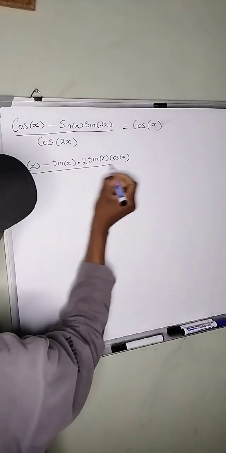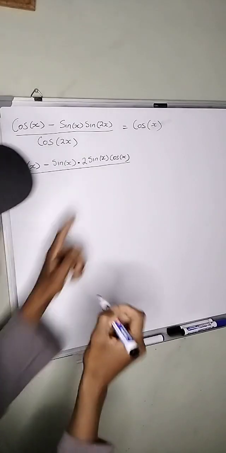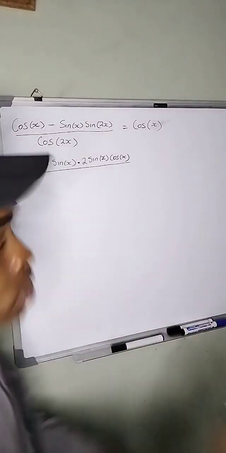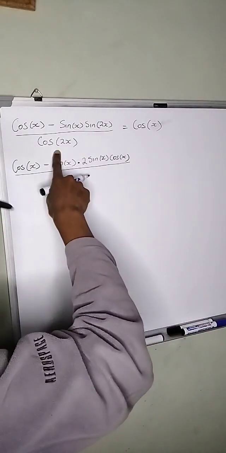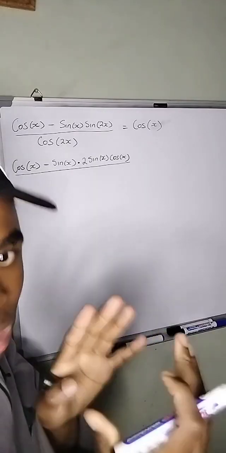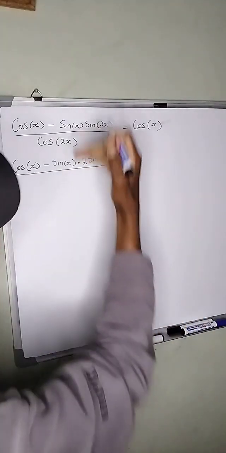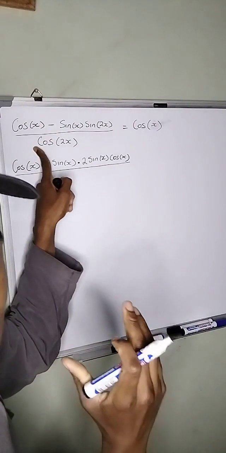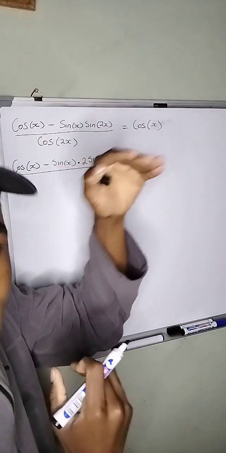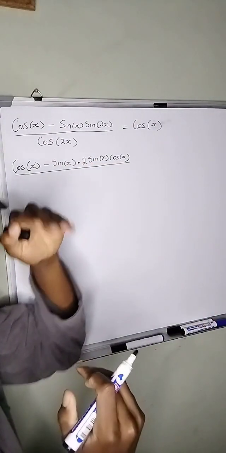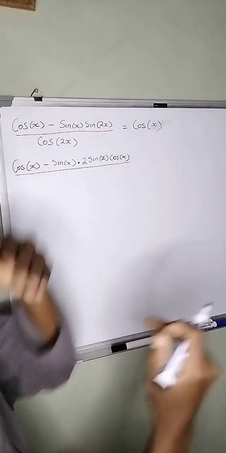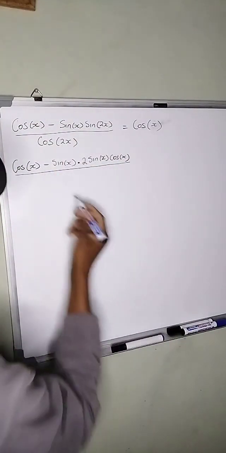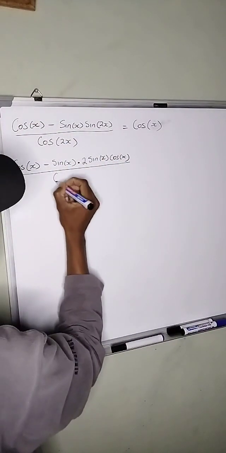Then all divided by what? Like I said to you, don't rush into changing this guy. Check what's happening on the numerator, then you will change it after. Just try and relate the numerator and the denominator before you change this. I'm going to leave this guy as he is.